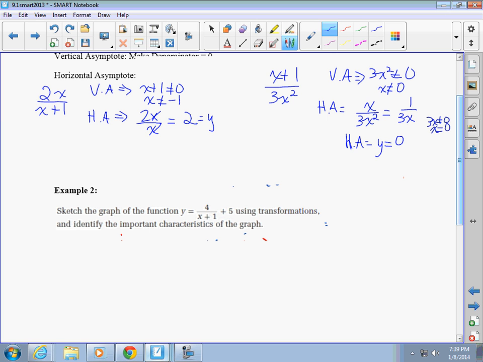So it says sketch the graph of the function y is equal to 4 over x plus 1 plus 5. Use transformations and identify the important characteristics of the graph. I see it didn't erase this very well from last time. So knowing my basic transformations from that first page, my a here is a 4. So that means I have a vertical stretch of 4 times y, because that a value affects the y, ay, right?